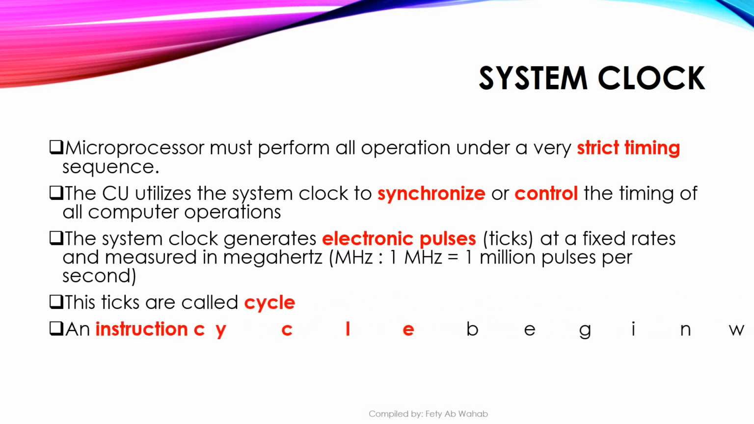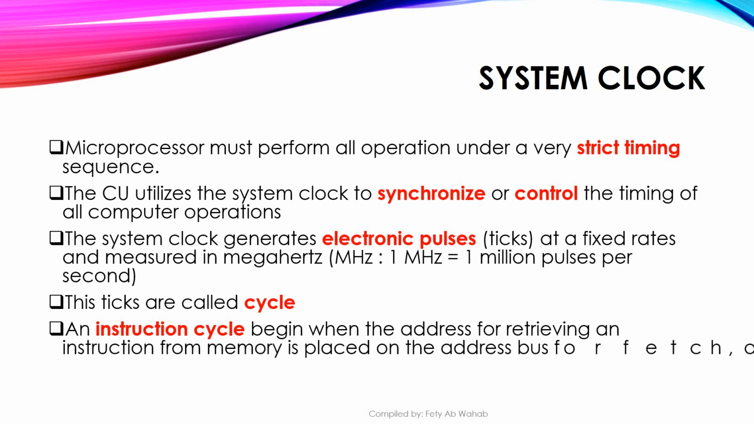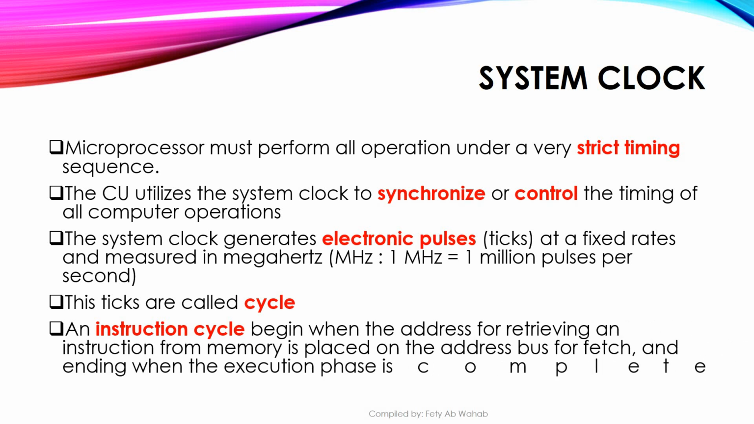An instruction cycle begins when the address for retrieving an instruction from memory is placed on the address bus for fetch, and ends when the execution phase is complete.